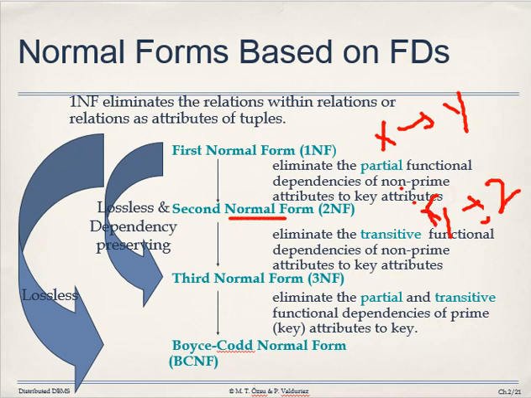Okay, so via this Y attribute, we can say that we have X to Z. This is known as a transitive dependency. Clear? Now the third normal form eliminates the partial and transitive functional dependency of the prime attribute to the key. And the last one is the Boyce-Codd normal form.